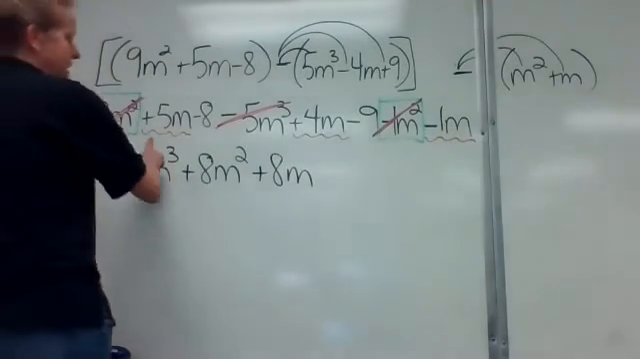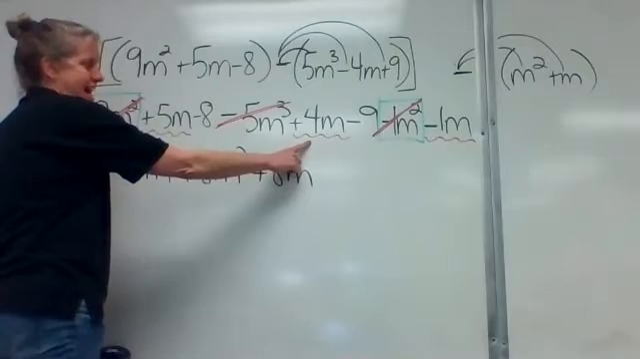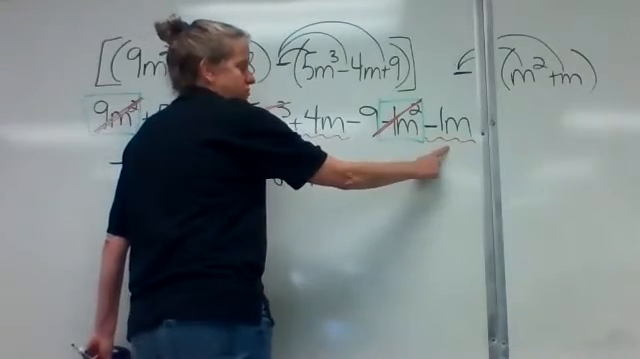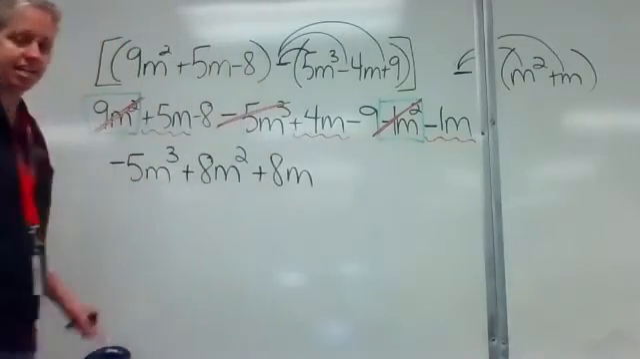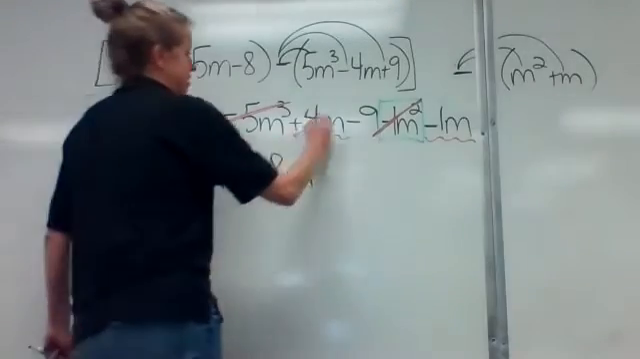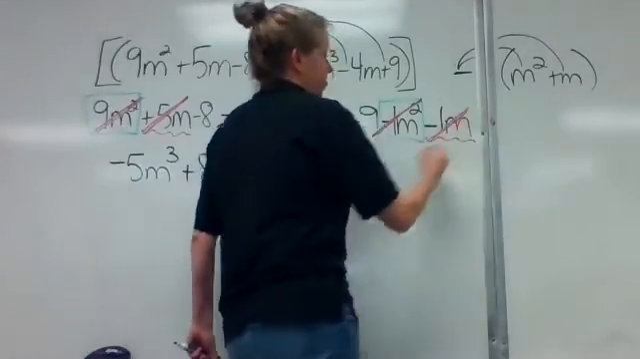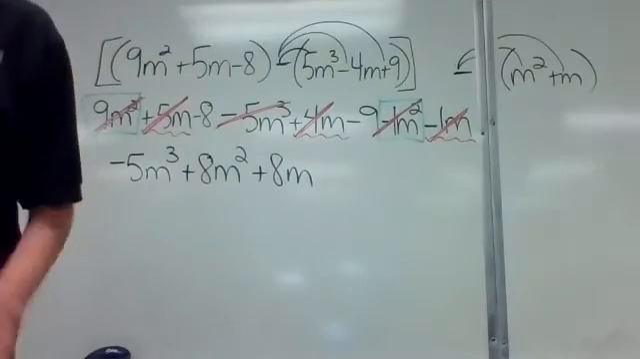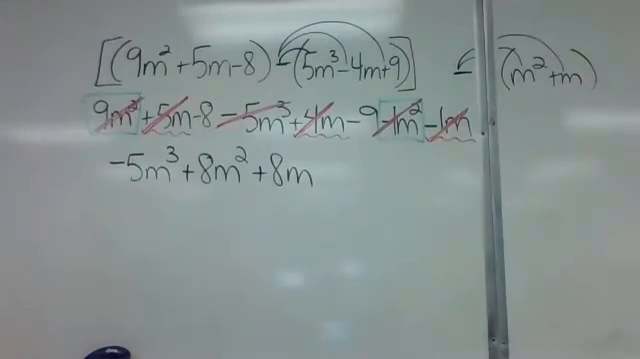So again, 5 here, 4 here. That's what gave me 9. But then I had to subtract 1 for this one. So that's what left me with the 8. So I'm done with the m's. So done with that, and done with that. So after m's comes your constants, your plain numbers.